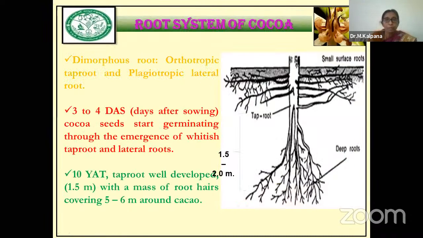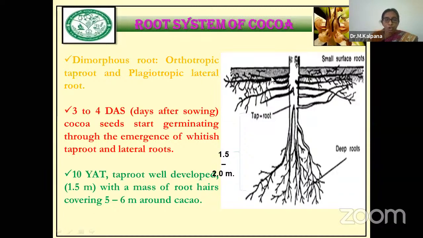From well-managed gardens, we can obtain economic produce up to 50 years. Coming to its root system, why the root system is very important: cocoa is mostly grown as an intercrop in coconut, oil palm and arecanut gardens. The root system of these Palmaceae family is a fibrous root system, whereas in cocoa it is a dimorphic root, having an orthotropic taproot and plagiotropic lateral roots.